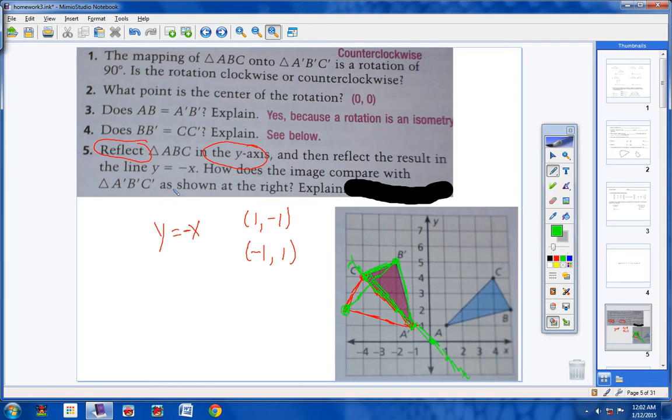So when you reflect ABC in the y-axis and then reflect it in the line y equals negative x, how does the image compare with A prime, B prime, C prime? It's the same image. You get the exact same image, okay? So hopefully that makes sense. That's tough to see, but that's how you would do that, and you get this triangle right here.